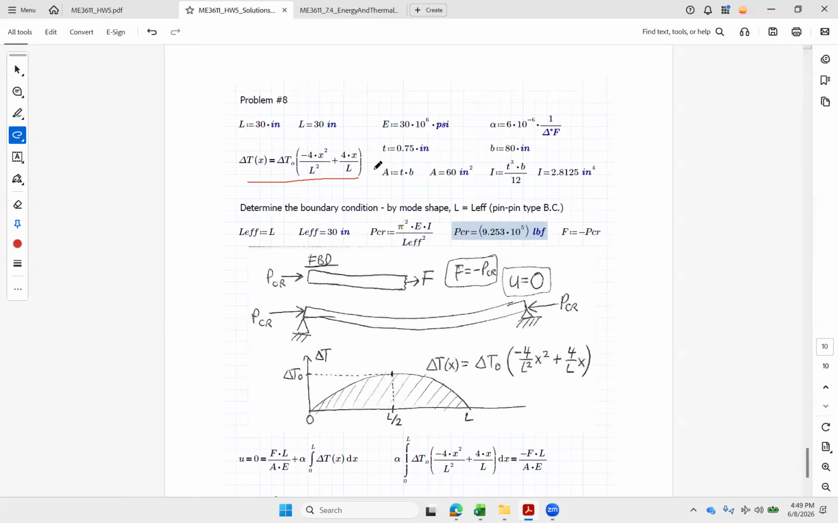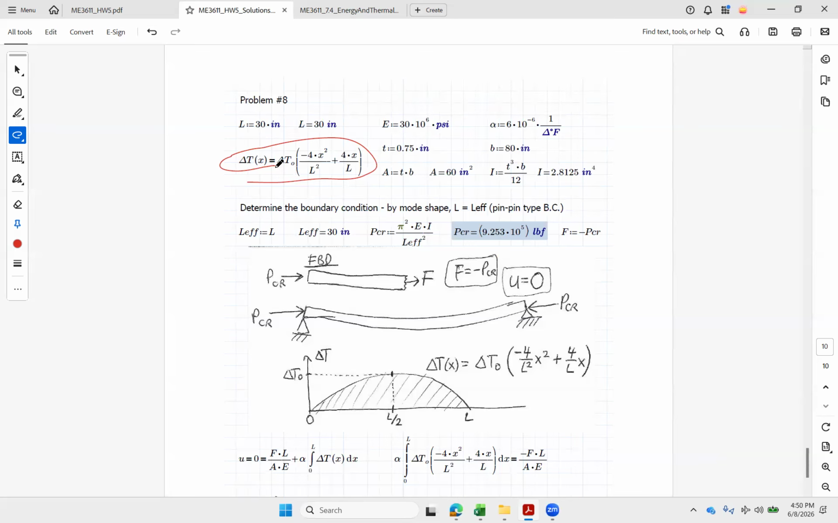So my delta T is a delta T of X function. All right. And I want to figure out how much delta T, that delta T naught, will it take to cause my beam to buckle. Okay. So we got a pin-pin type connection with those T's. They allow rotation pretty easily. So L effective is going to be L.